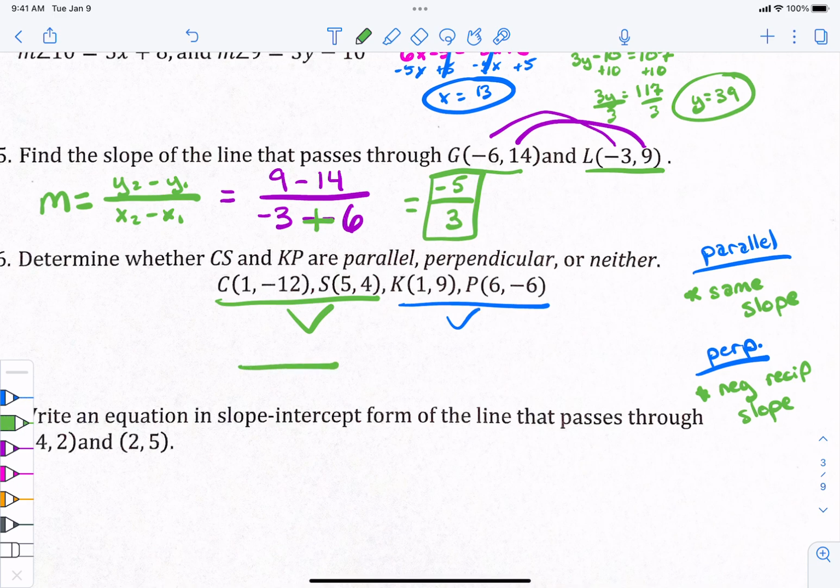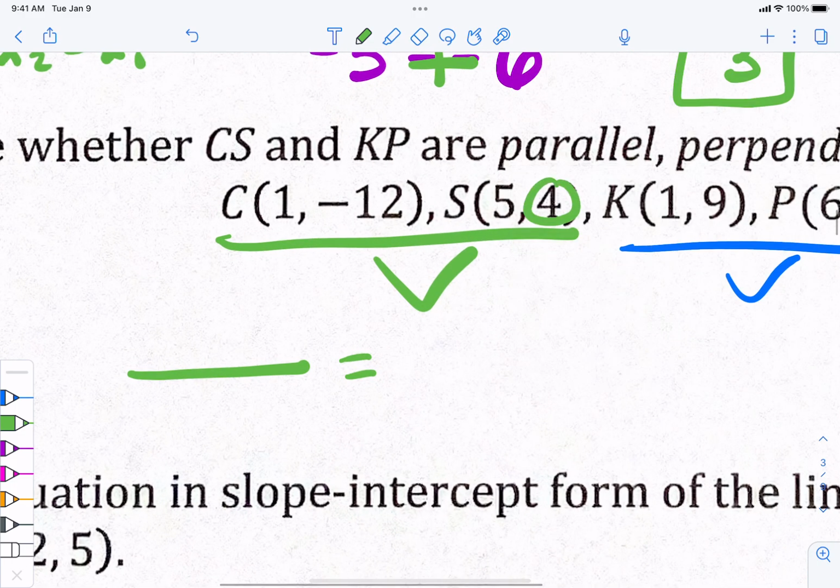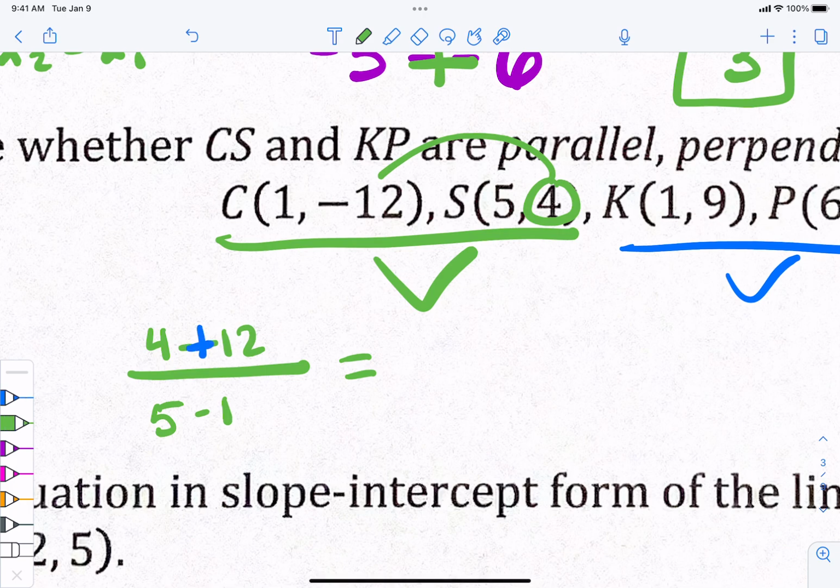y2 minus y1 over x2 minus x1. What's your second y coordinate for CS? 4 minus a negative 12, which is 4 plus 12, and 5 minus 1. So 16 over 4, which is 4.